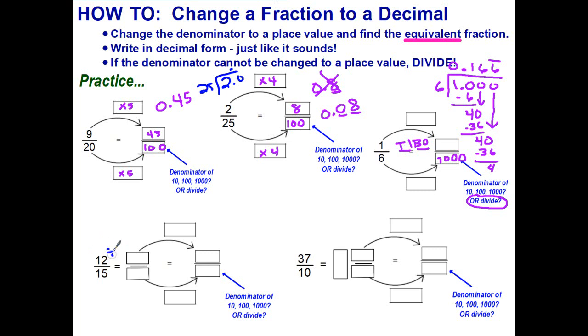So I'm going to divide both the numerator and the denominator by 3. 12 divided by 3 is 4. 15 divided by 3 is 5. Now can I change my denominator to a 10? Yes. I could also change it to 100. I could also change it to 1,000. I'm going to go with the 10. Scale factor times 2. Use the same scale factor up here, and I get 4 times 2 is 8. My fraction is now read 8 tenths. So you write it just like you say it. 8 tenths. This is 8 in the tenths place? Yes, it is.